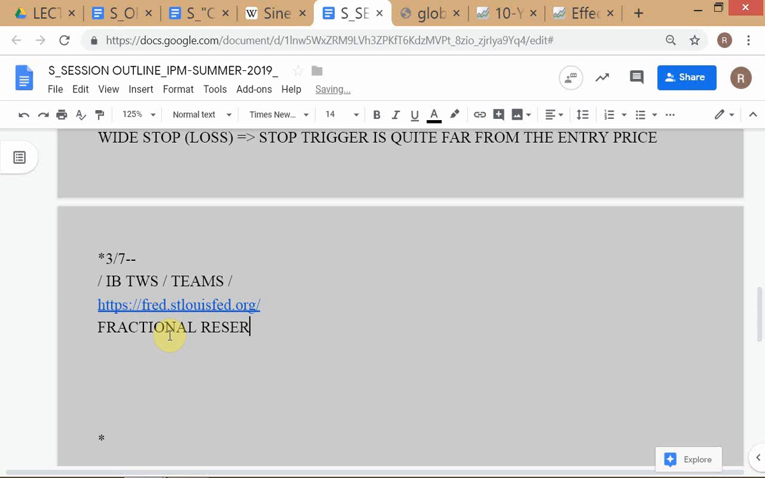So fractional reserve banking, this is again a term. If somebody asks you what is fractional reserve banking, it sounds like a big word, but you already know what it is, okay? In every country that follows fractional reserve banking, which is pretty much every country today, every developed and developing country today.